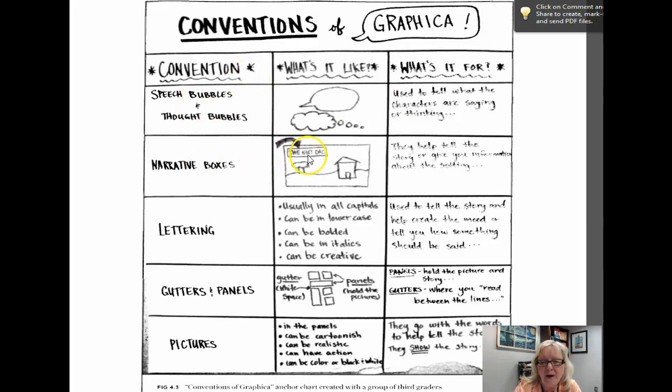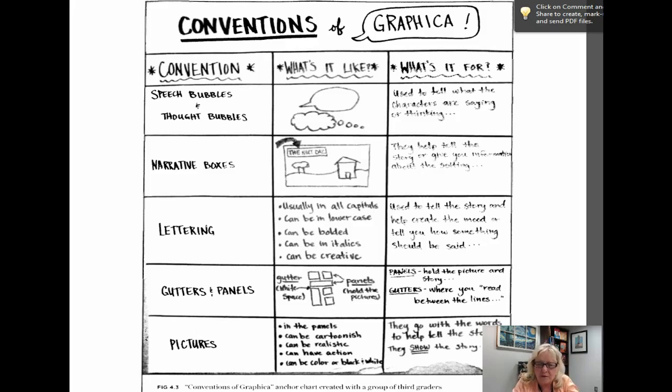novels. Narrative boxes usually help tell the story or give you time. They're often time related or place related. The lettering is really interesting. It's usually in all caps, but it can be in lowercase, bolded, italics. It can be creative, and it can really add to the story how the person chooses to letter. And I'm going to show you an example of that.